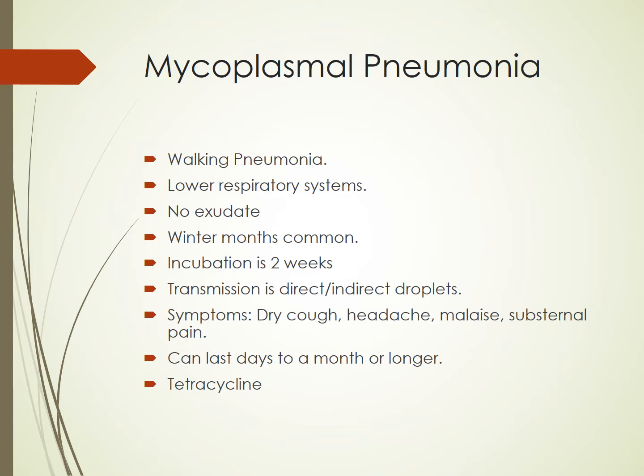Mycoplasmal pneumonia is also known as walking pneumonia, usually seen in the lower respiratory system. It is a dry pneumonia. There's no exudate. When the individual coughs, it's a dry cough. You see it more frequently in winter months. The incubation period for it is 2 weeks. So remember, when we talk about an incubation period, that's how long it takes to grow. So you could actually be in contact with someone 2 weeks ago and just now start coming down with the infection.